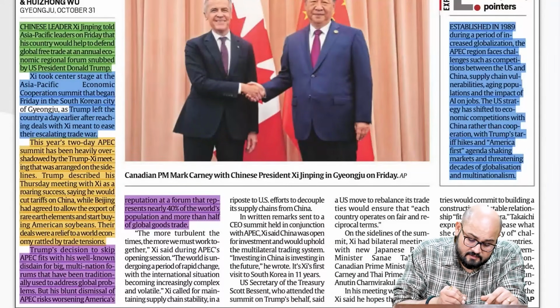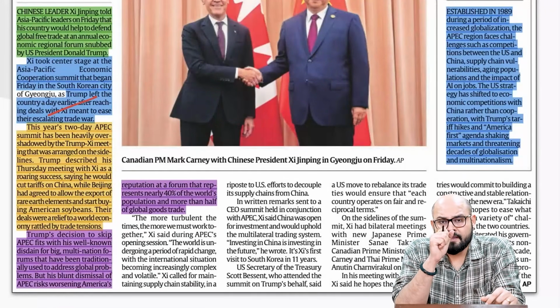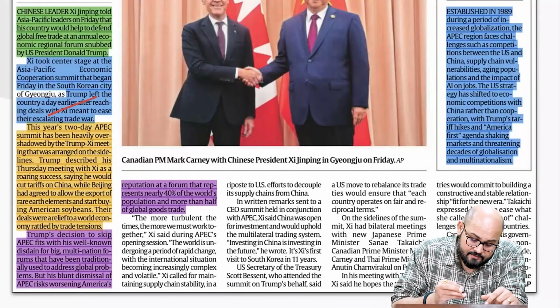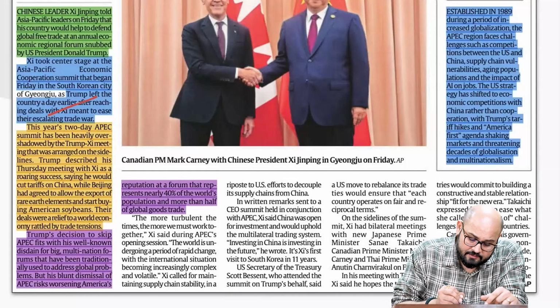Trump left the country a day earlier after reaching deals with Xi meant to ease their escalating trade war. So again, what we are looking at is a scenario where countries are now striking, especially US and China, bilateral deals, and they're not really interested in these regional forums. This year's two-day APEC Summit has been heavily overshadowed by the Xi meeting that was arranged on the sidelines.